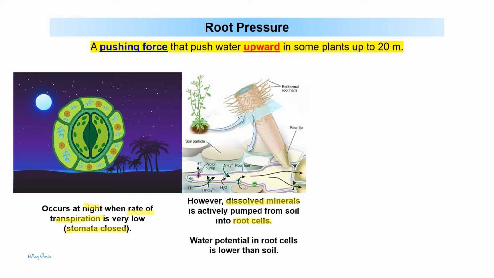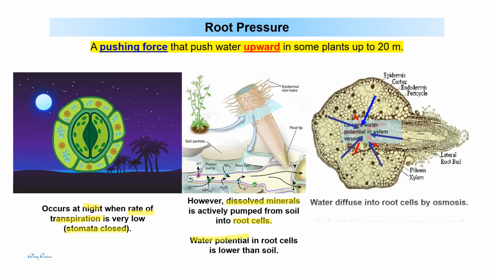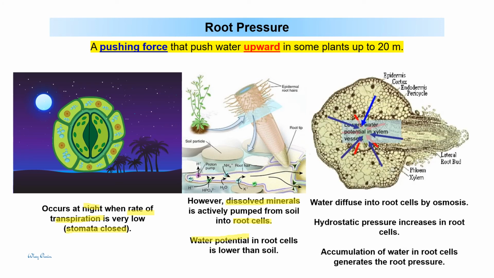And this can cause the decrease in water potential until the water will move from the soil solution into the root cell by osmosis. And with the transportation of water molecules into the root cell, they can increase the hydrostatic pressure. But the water molecules cannot be lost through transpiration, and this causes accumulation of water in the root cell until they form root pressure, which is actually a pushing force that can be observed in shorter plants.